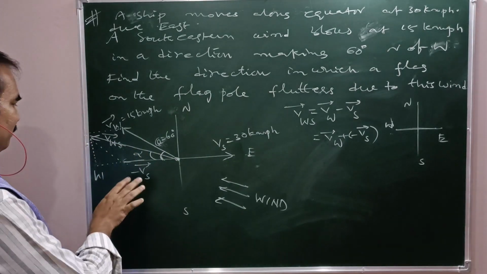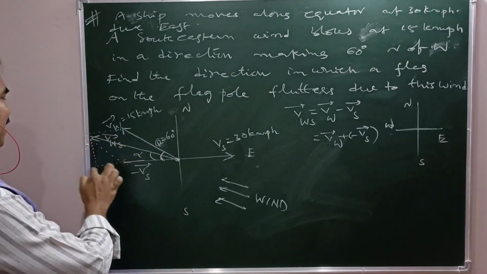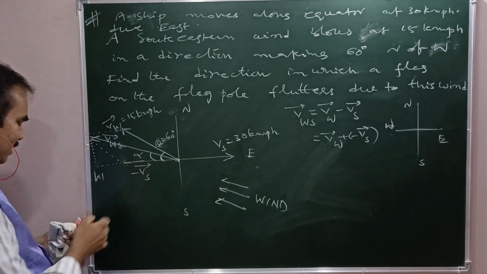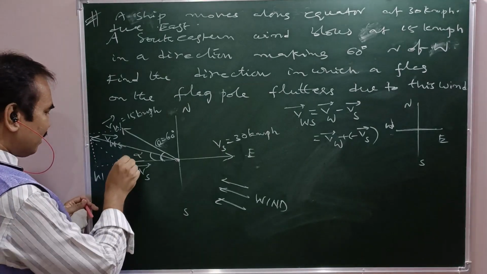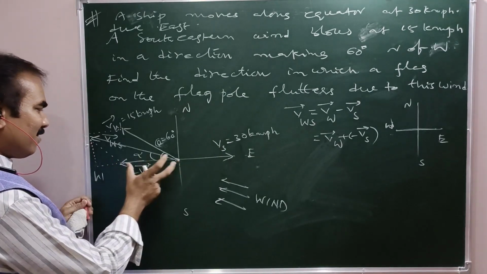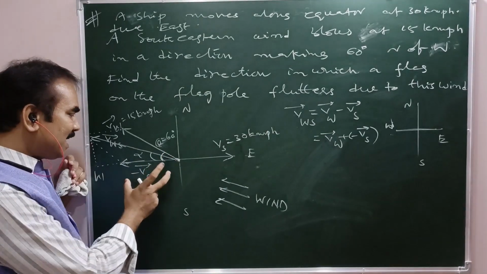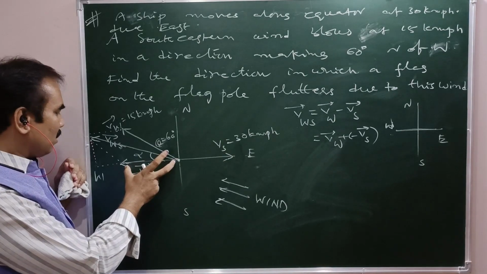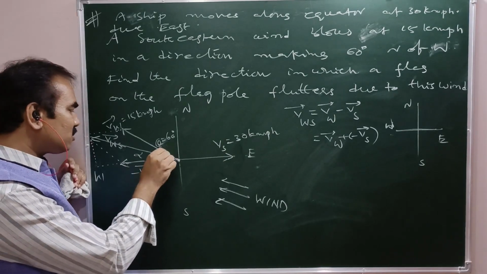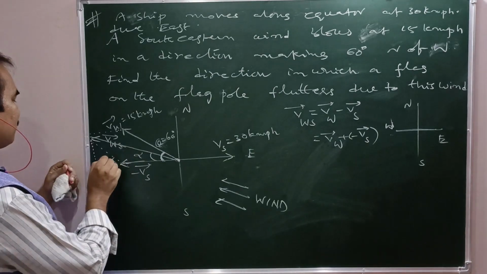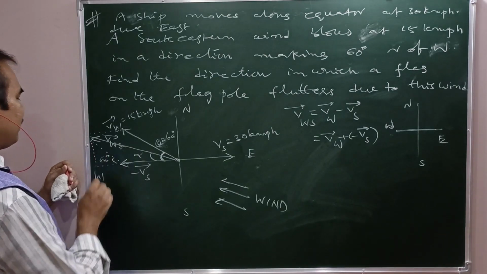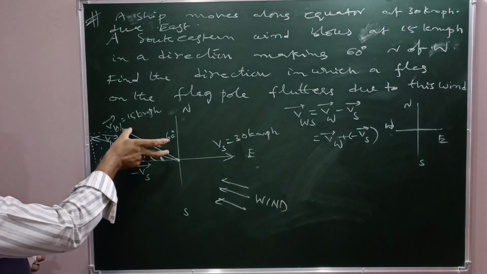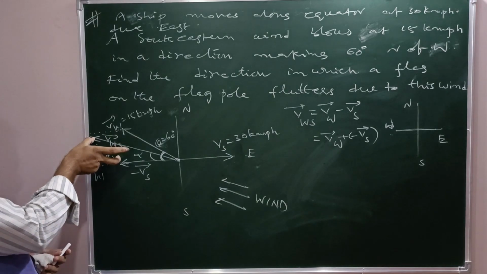In this right angle triangle, tan alpha equals opposite side by adjacent side. From here to there, the vector is minus Vs bar, and taking its modulus, this side is Vs. If this angle is 60 degrees, this angle is also 60 degrees. If this side is VW, this side is also VW.